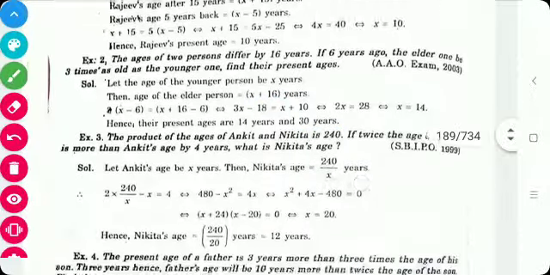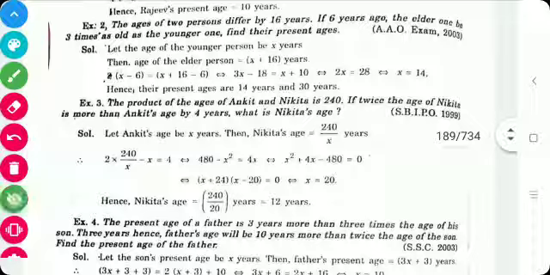Then the next problem: the product of the ages of Nikita and Ankit is 240. If twice the age of Nikita is more than Ankit's age by 4 years, what is Nikita's age? So the product of these two ages is 240. Let Ankit's age be x years, then Nikita's age is 240 upon x years.